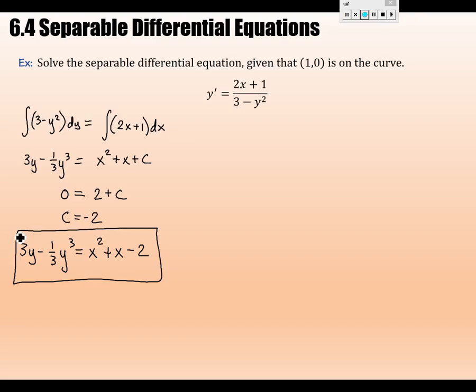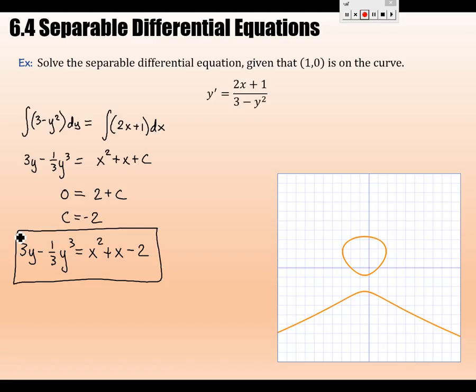This is the solution. Apparently this is the solution. What does it look like? It looks like this. This is called an elliptic curve. Super important, actually, in life. I'll tell you why, just because I like talking about this stuff.